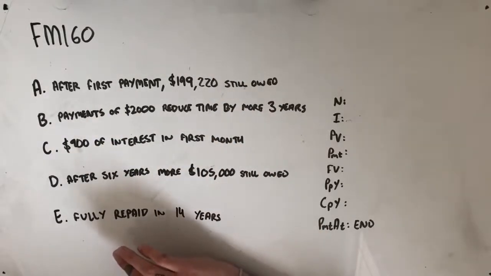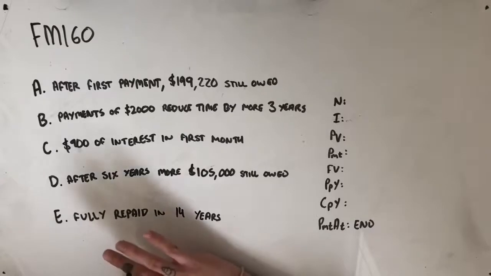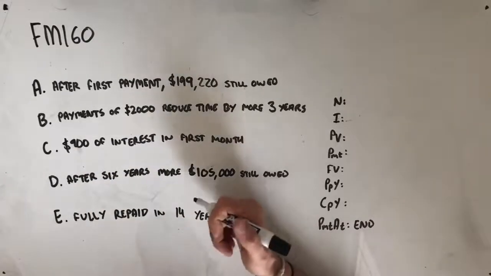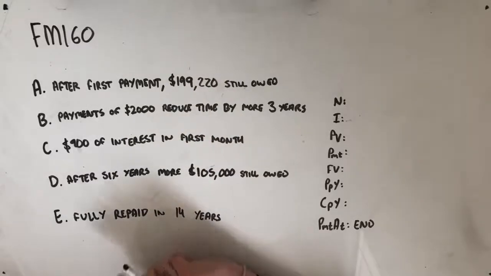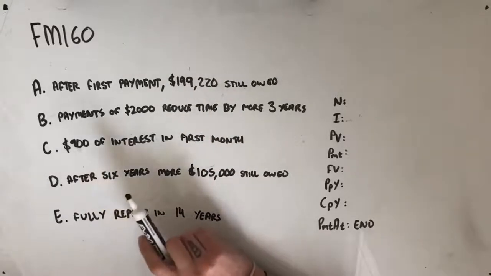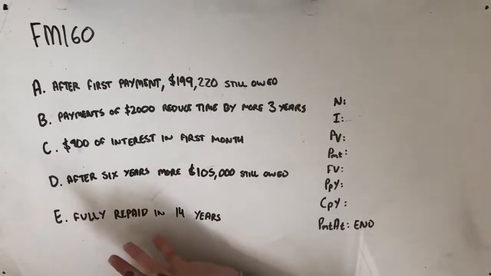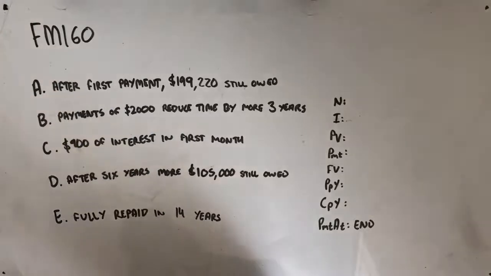So the three conditions that we're given of this loan is that the loan is to be repaid fully with monthly payments of $1,700, interest compounds monthly, and $800 of the first payment goes towards reducing the principal. The question then goes on to say, which one of the following statements is not true?